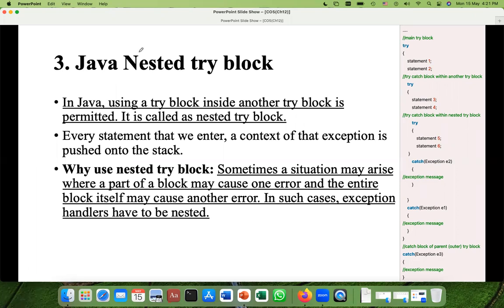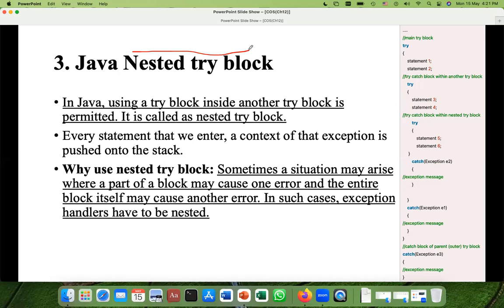From the meaning or from the name of this topic, you can understand how you can nest try blocks with each other. What is a nested loop? A nested loop is a loop within some other loop. That is called a nested loop. Do you know that or not? If I ask what is a nested loop, how can you define that? Yeah, a loop inside another loop is called a nested loop.